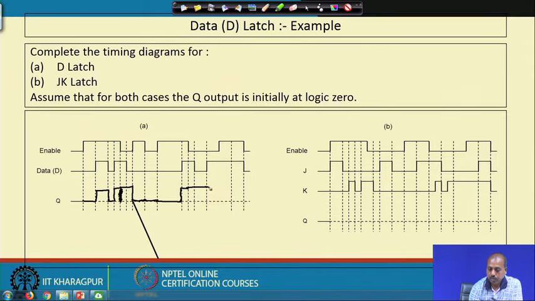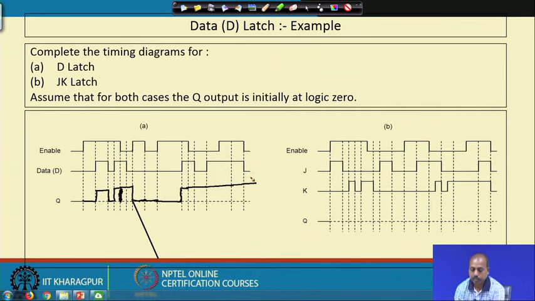Okay. So, D is already 1, so nothing happens, and then at this point enable is going low and D is also going low. So, it will continue like this. So, you can draw the timing diagram for the JK accordingly.